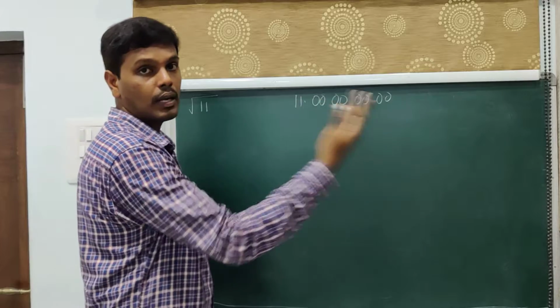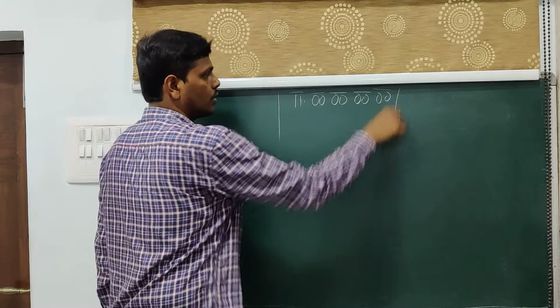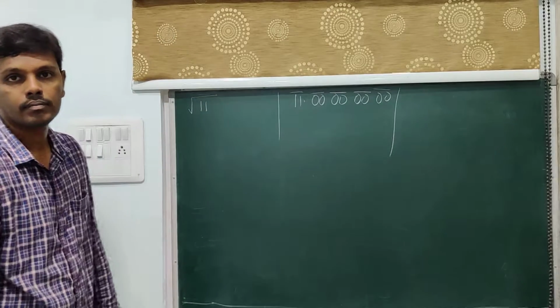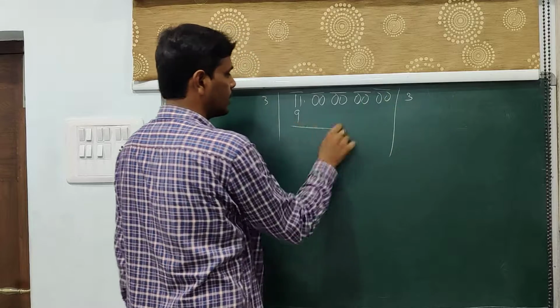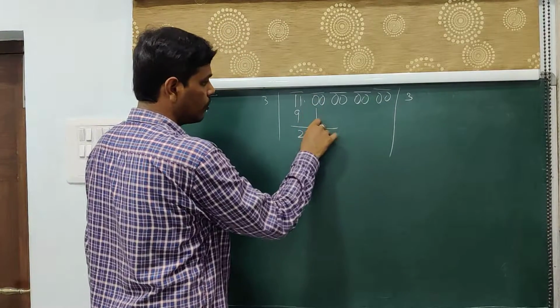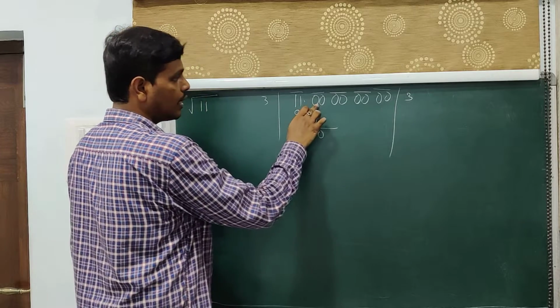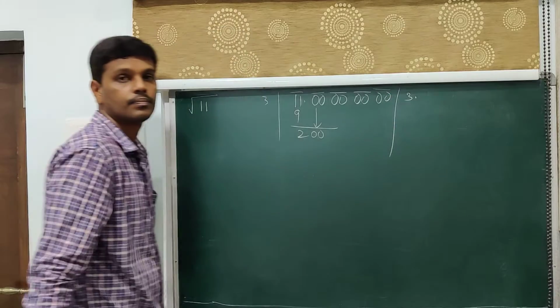Then you will be pairing from right to left by keeping a bar. Now what is the nearest perfect square to 11? 9. 3 3s are 9. That is what you write. Now subtract. 11 minus 9 is 2. So carry forward a pair of zeros. When you carry forward a pair of zeros after the decimal point, keep a decimal point here.